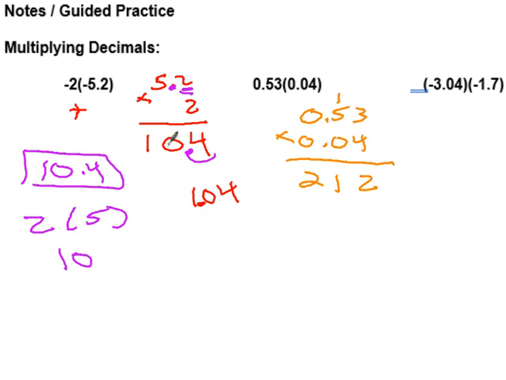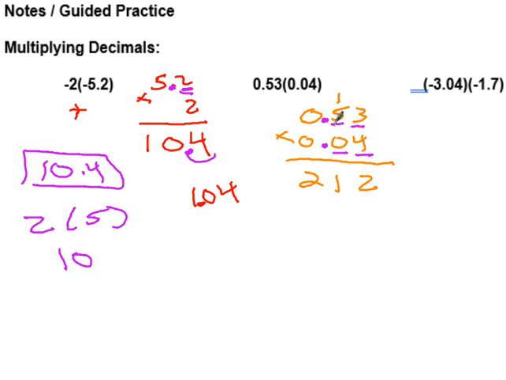So I got 212. So again, 212, we know that's not it because now I got to think about the decimal. So when I think about the decimal here, though, if we look in the first number in the problem, I have 2 numbers after the decimal. In the second number, I also have 2 numbers after the decimal.